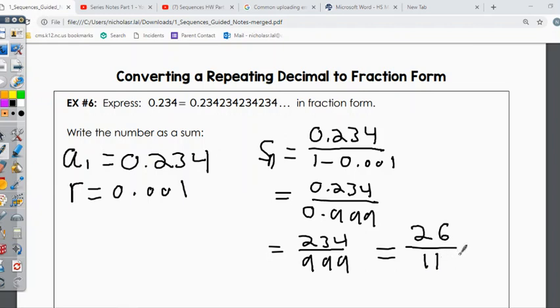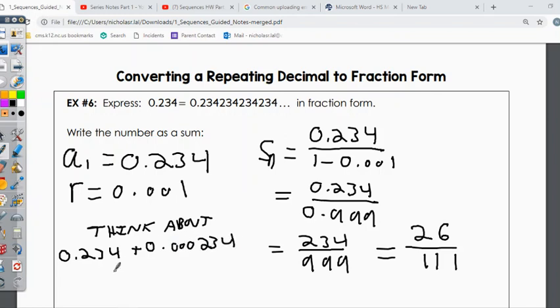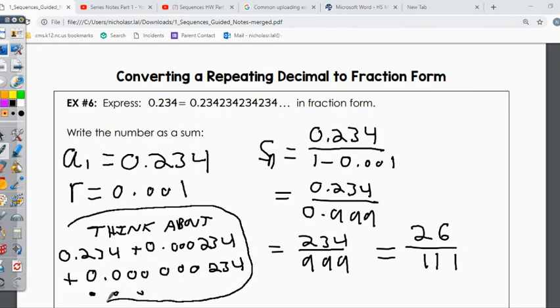I like the diligence. All right. So one last step is I want you to think about 0.234 plus 0.000234 plus 0.000000234, and so on and so forth. And what's this for? That's for coming up with your r value.